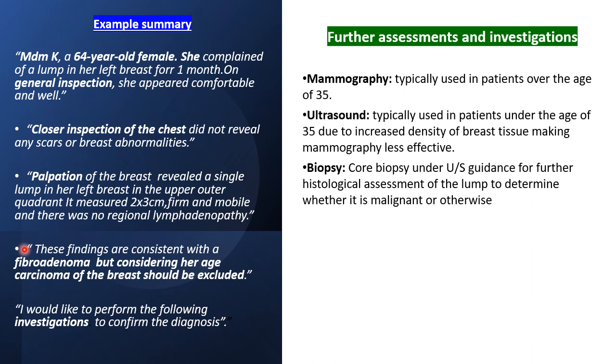These findings are consistent with a fibroadenoma, but considering the age of the patient, carcinoma of the breast should be excluded. In order to proceed, I would like to perform the following investigations to confirm the diagnosis. Mammogram is typically used when patients are over 35 years old, and our patient is 65, so the mammogram is very essential for this patient. Next is an ultrasound scan. Typically it's more useful in younger female patients, but it is very important to do in this elderly patient to determine the nature of the lump, whether it's cystic or solid. And finally, I will recommend a core biopsy of the breast lump under ultrasound guidance for further histological assessment to determine whether it is malignant or otherwise.